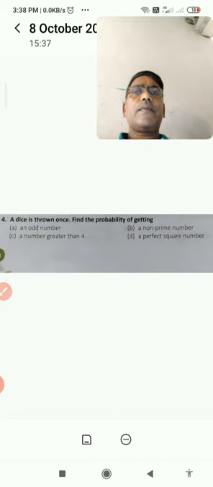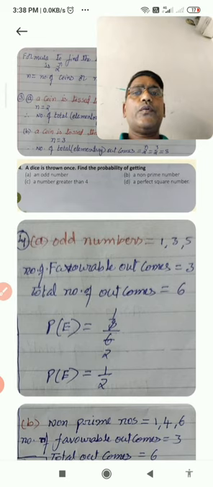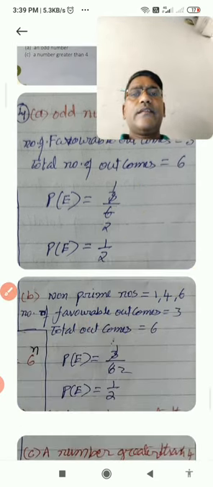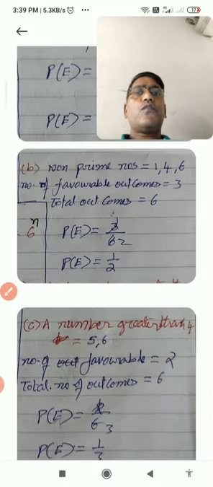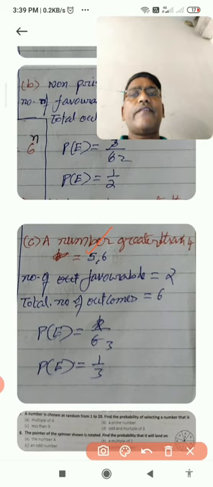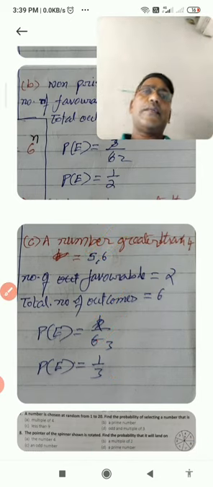See, first answer, odd number means 3 by 6. Non-prime number also 3 by 6. A number greater than 4 is 2 by 6. Like that, D also will give the answer. The answers are written here, you observe. I told you odd numbers are 1, 3, 5, so here 3 upon 6, which is 1 upon 2. In the second also the same: 1, 4, 6 are the non-prime numbers, and automatically 1 by 2 only. And C, I am explaining here: a number greater than 4, 5 and 6 only. So favorable conditions 2, total number of conditions 6, answer is 2 by 6, which is 1 by 3. Right? And D is also the same model.